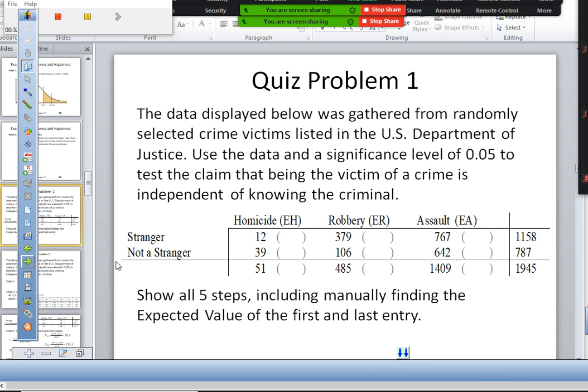All right, so here's your quiz problem number 1. You guys ready to go over it now? I'm going to guess you are. If not, hopefully you're fixing things as we went through that.